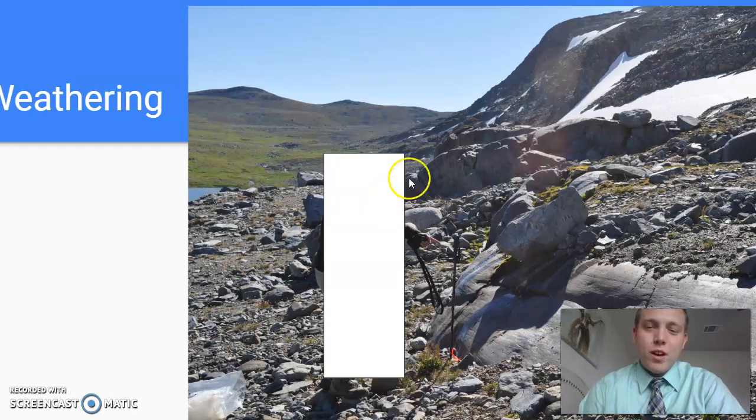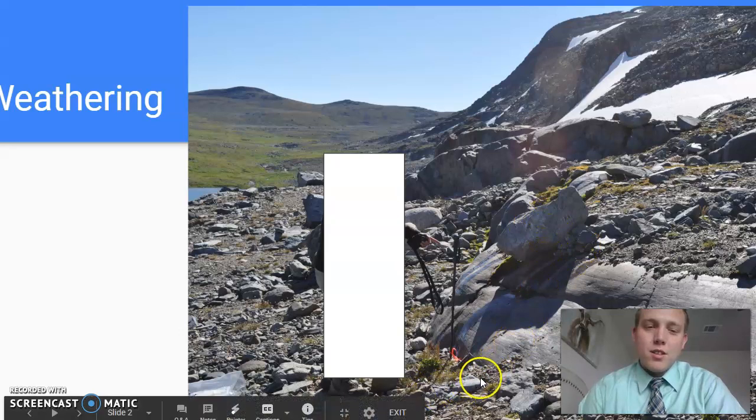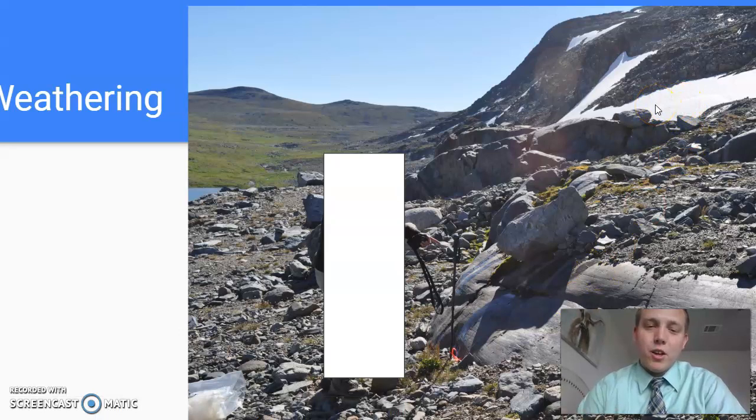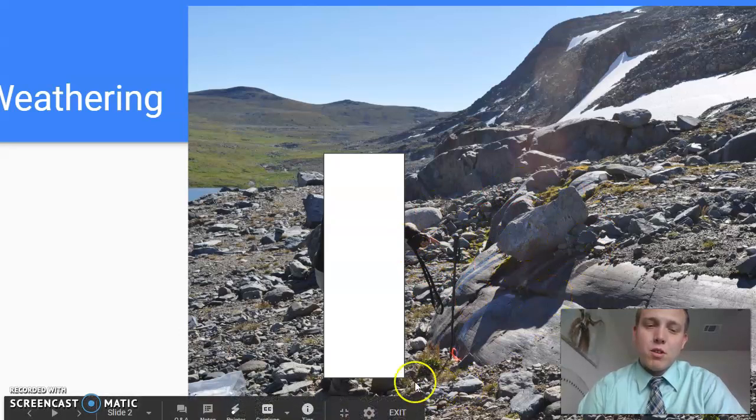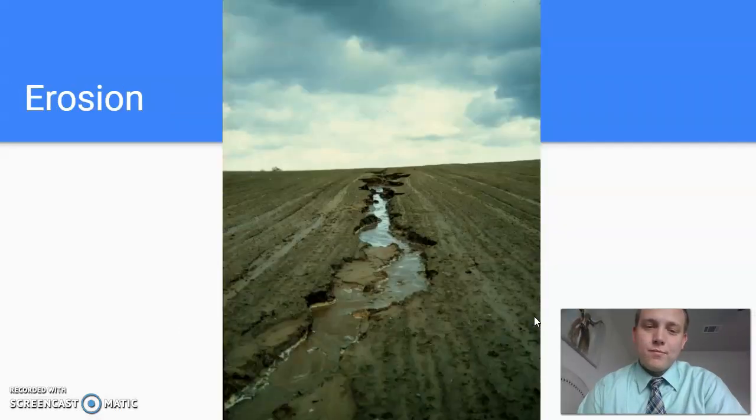Weathering is the breaking down of rocks into smaller pieces. So these big rocks turn into smaller rocks through a process called weathering, with the snow melting and freezing and coming and going, and also the wind and the rain. Over time, these big rocks get broken down into smaller and smaller rocks. This is called weathering. And weathering will then lead to erosion.